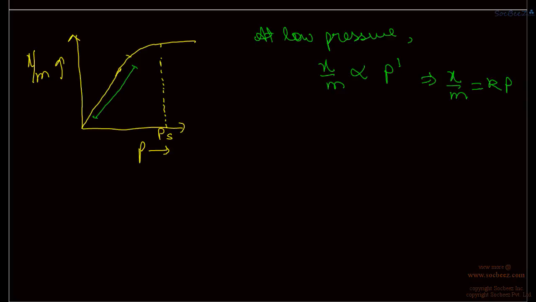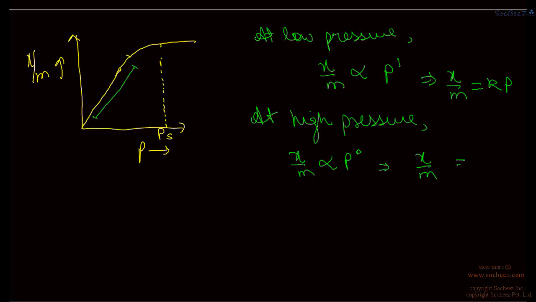But at high pressures, adsorption has become independent of the pressure of gas, since it has already achieved a saturated value. Therefore, at high pressure, x by m is directly proportional to P raised to the power 0, that is, it is independent of pressure. Therefore, we can say that extent of adsorption equals a constant quantity.